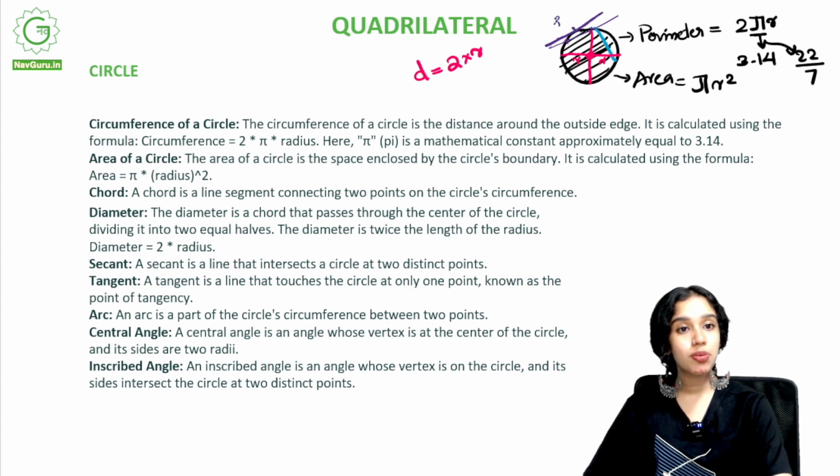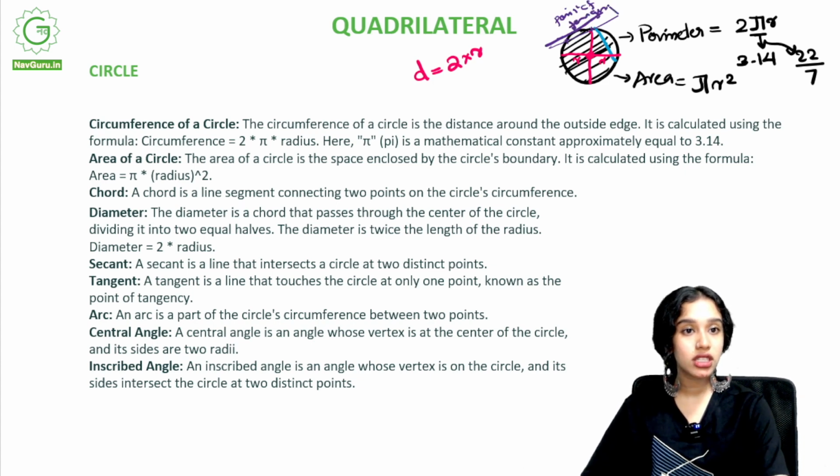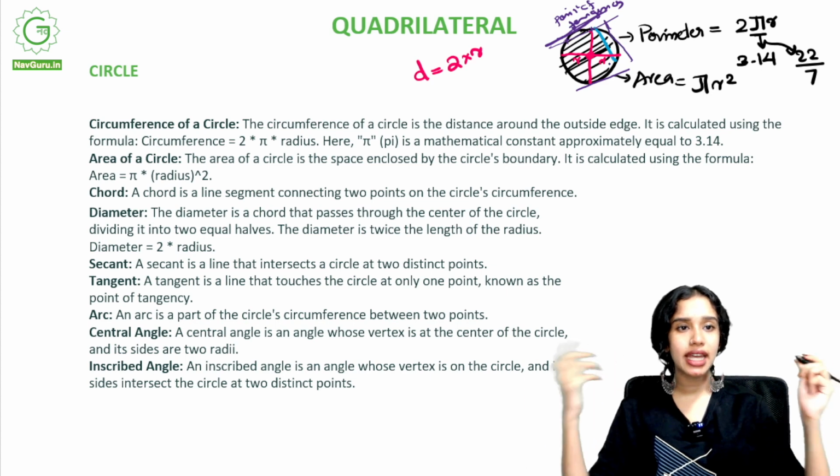This point is called the point of tangency. Now, this line is called the tangent. A tangent could be drawn anywhere, right? It's touching just one point of the circle. It could be drawn anywhere.